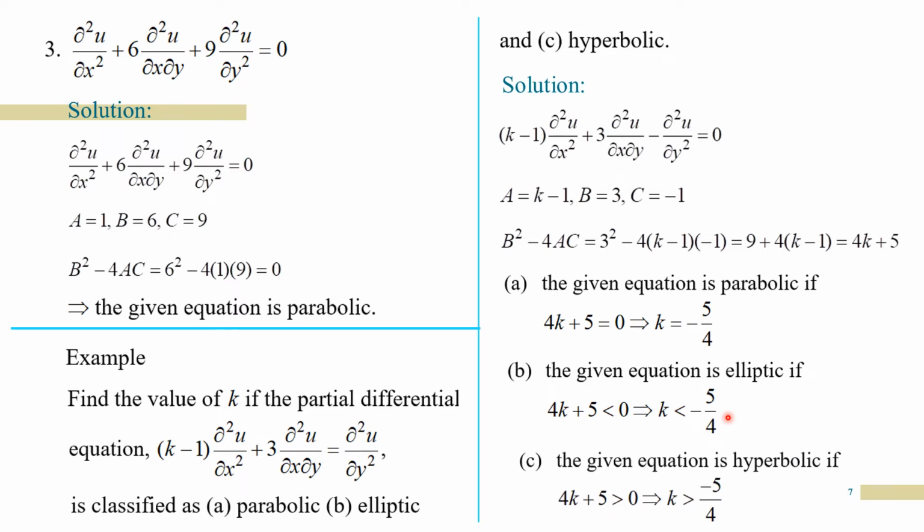And in part C, what is the value of k if the given equation is hyperbolic? The equation is hyperbolic if 4k plus 5 is larger than 0. In other words, k can be any number which is larger than negative 5 over 4. For example, k is equal to 0 because 0 is larger than negative 5 over 4. Alright, so these are the answers for parts A, B, and C.